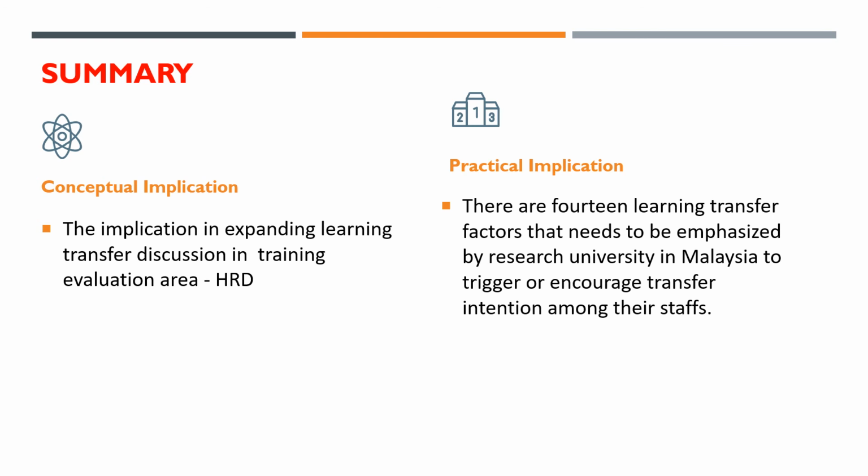and practical implication. The conceptual implication shows the expansion of learning transfer discussion in the training evaluation area, which is under the human resource development field. And for the practical implication, of course, there are 14 learning transfer factors that need to be emphasized by research universities in Malaysia to trigger or encourage transfer intention among their staff.